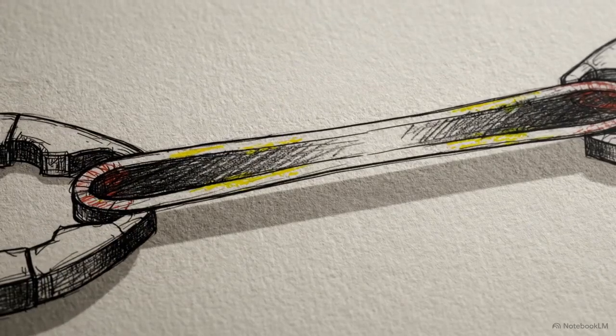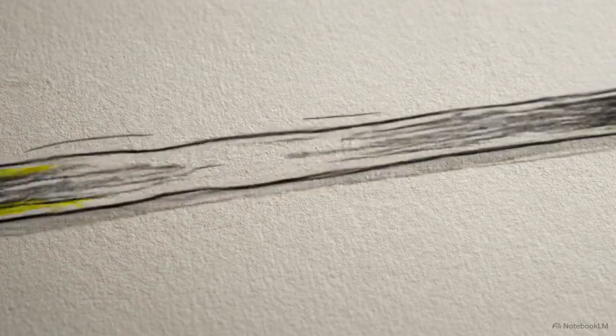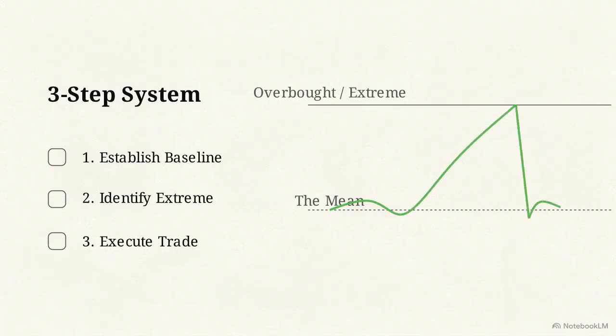Think of the stock market like a rubber band. When you stretch it too far in one direction, it snaps back. Today, we are going to build a 3-step, rules-based trading system to capture those exact snapbacks. We call this mean reversion.